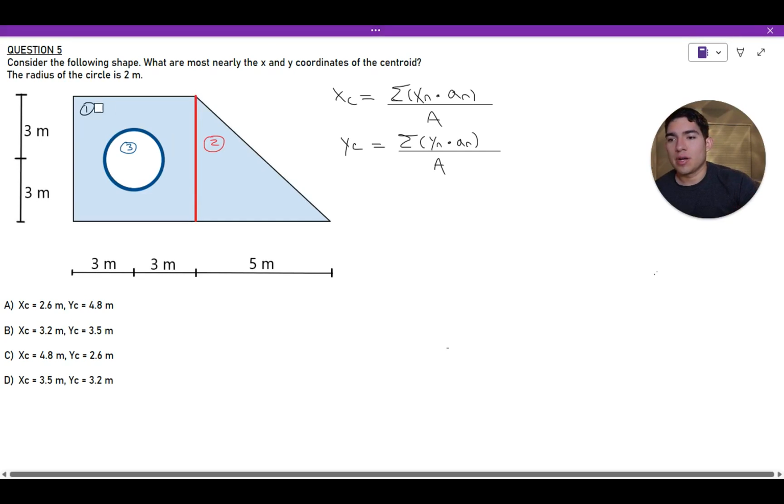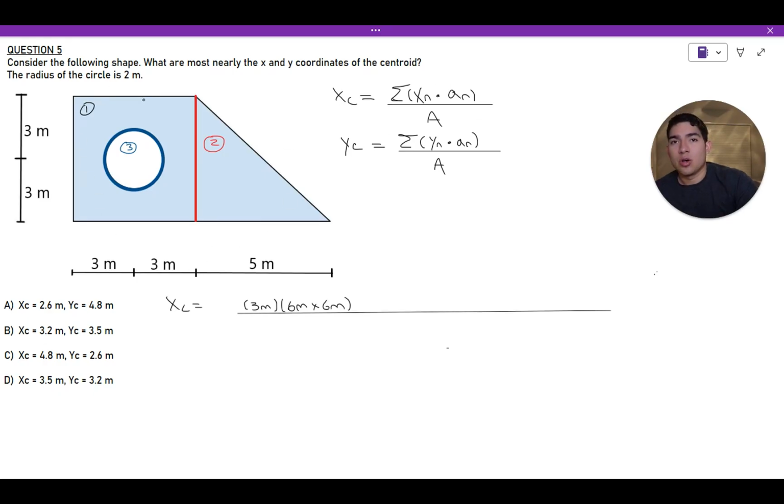So let's split our shape into 3 components. We're going to have this rectangle right here, our triangle, and then we're going to cut out this circle component right here. So let's start off by finding the x coordinate for the centroid of the entire shape. If we start off with our first component, which is this rectangle here, the x coordinate for that centroid will be 3 meters, and then the area will be 6 meters times 6 meters.